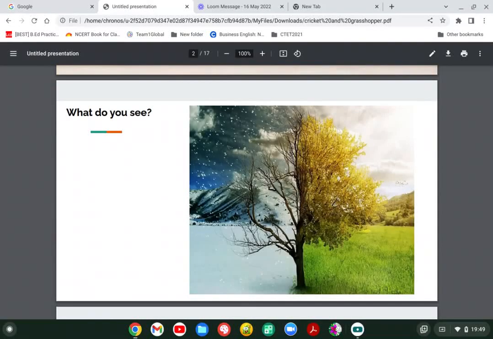You have to observe this picture, and then you have to tell me what are the different things that you can observe. Like what is there in the picture? What is one particular thing that you can see?